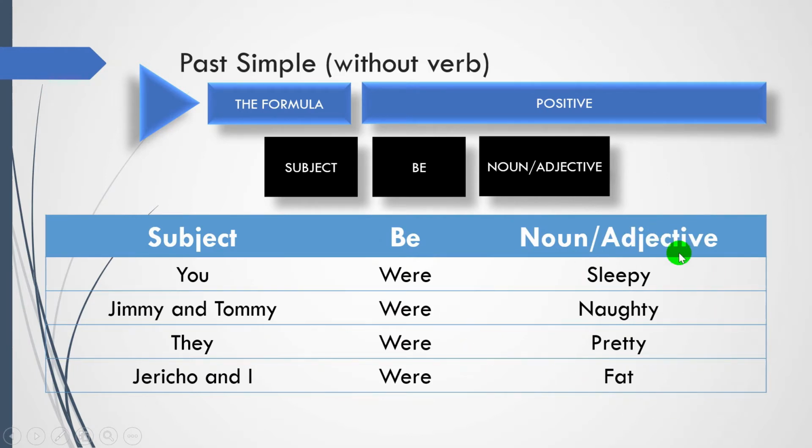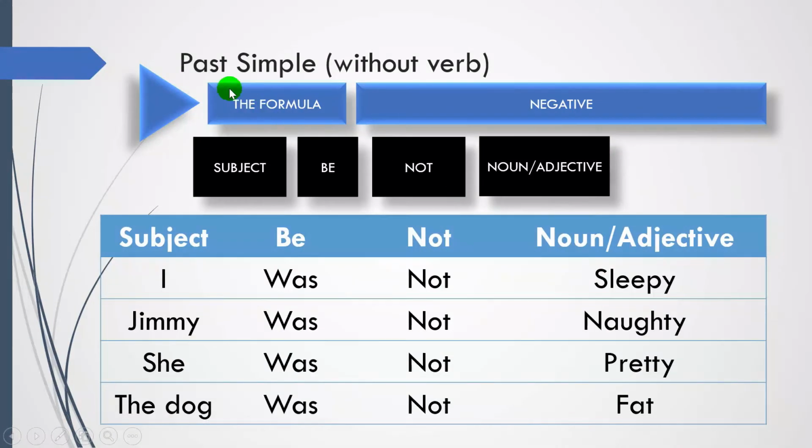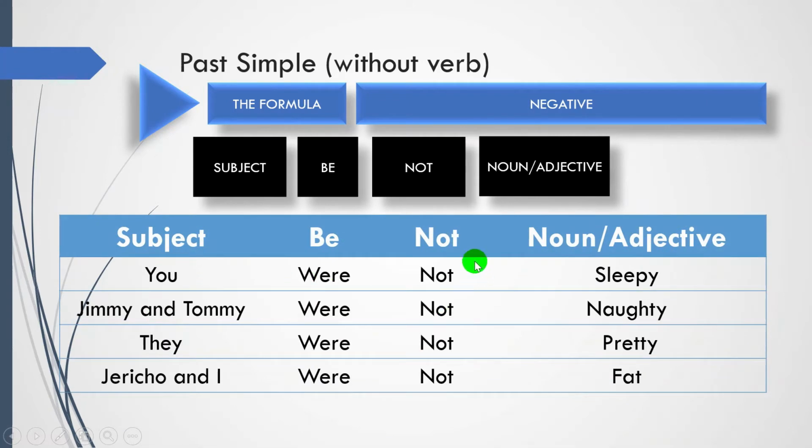And then this one is still the same as the previous table. This one all belongs to the adjective. How about the past simple for the negative one? Just plus not between the be and also the noun or adjective. It is the same rule applied to the present simple, if you still remember. As well as this one, plus not between the be and the noun or adjective.